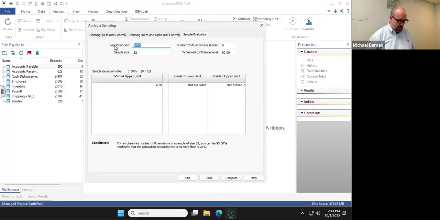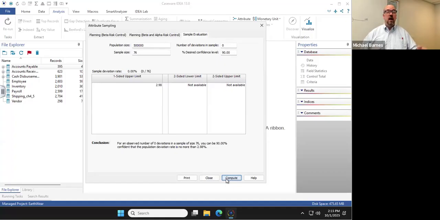I'm going to say a population size of, I think I said 500,000, just to make sure I had a large enough population size. And what were the characteristics of that particular item? It said there were 0 deviations in the sample size of 76, and a desired confidence level of 90. And remember, our tolerable deviation rate was only 3%, which is not a lot of room, but we have 0 deviations in the sample. So what happens in this situation? 2.98%.